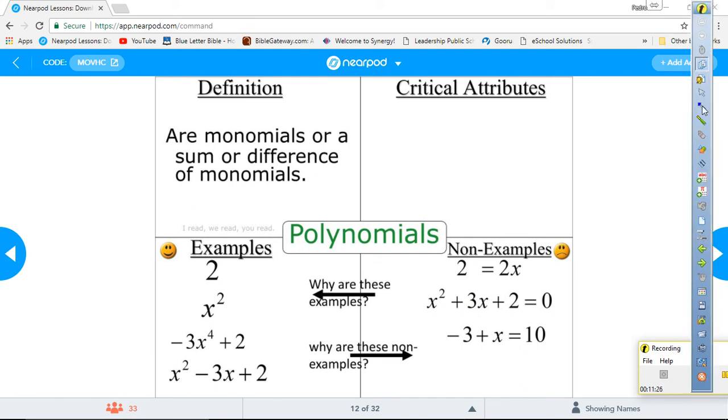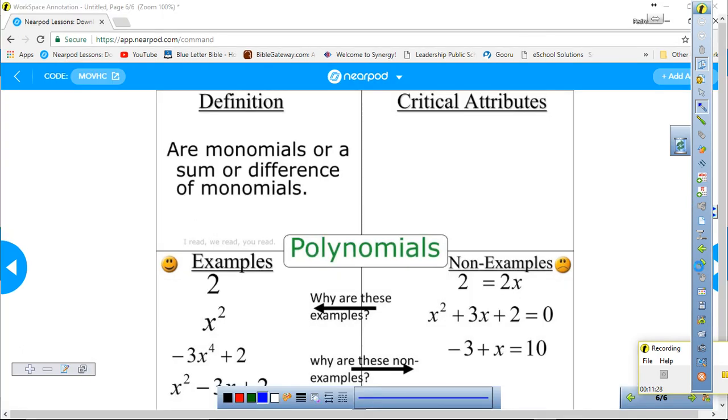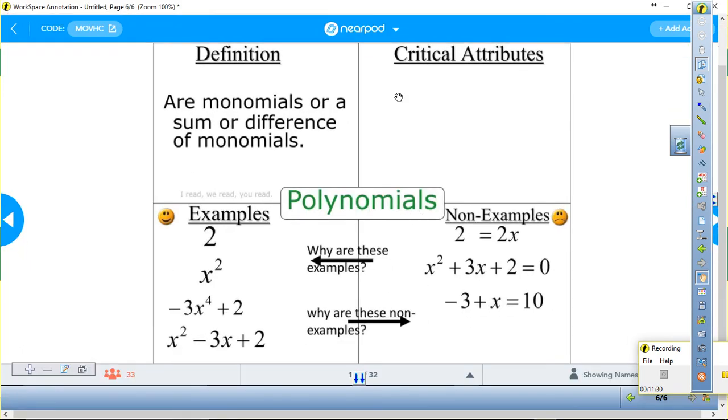So with that said, hashtags. Come up with a couple, write them in there. What makes a polynomial? Hashtag what, hashtag what, hashtag what. Write those in there. Don't say them out loud. Let people think.